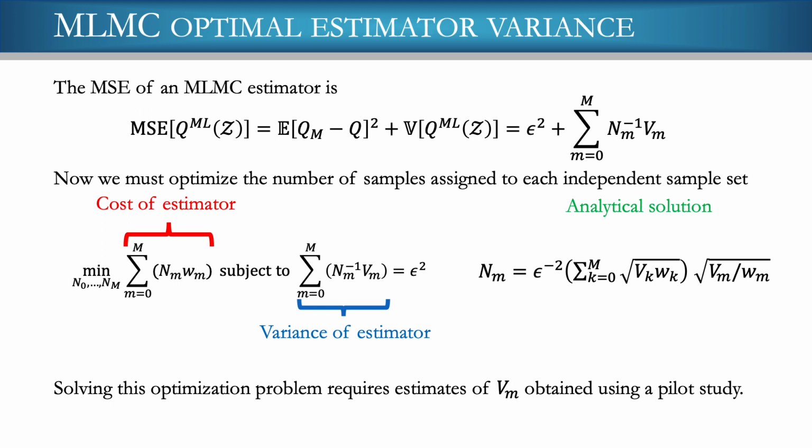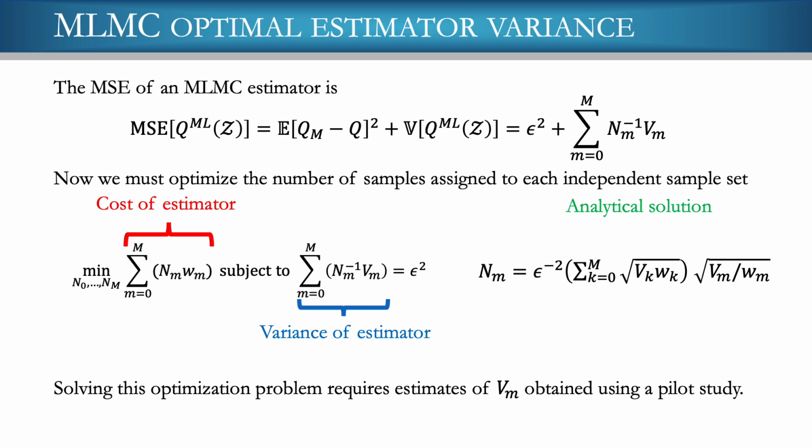The optimal number of samples is shown on the right. Look out for another tutorial deriving this optimal solution. The expression for the optimal N_M depends on the target tolerant epsilon, the computational cost of simulating model M once, that is W_M, and the variance V_M.